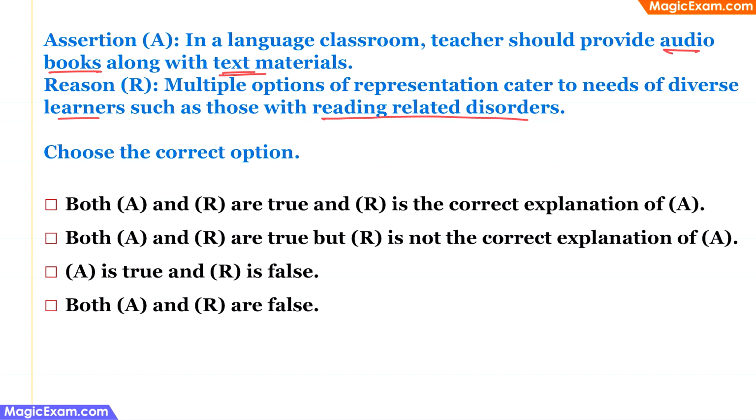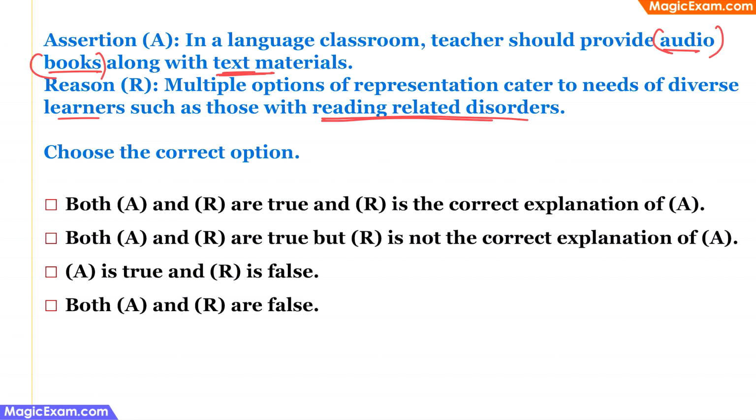So now in a classroom, if some children cannot read because they have dyslexia or they have visual disabilities, so in such a classroom, if along with textbooks, audiobooks are also given by the teacher, it means that children who have difficulty in reading can also participate and learn in that classroom.